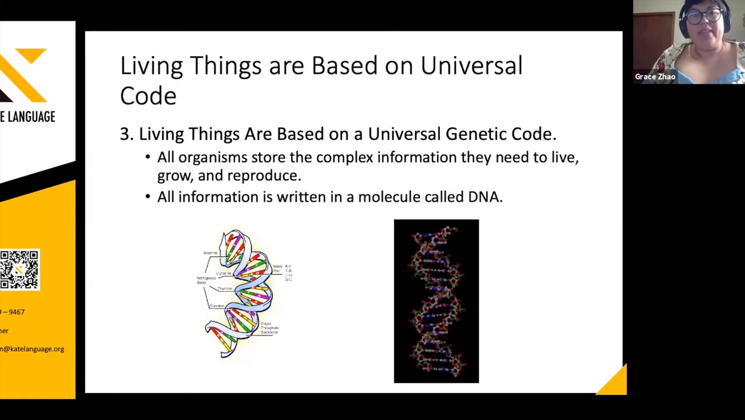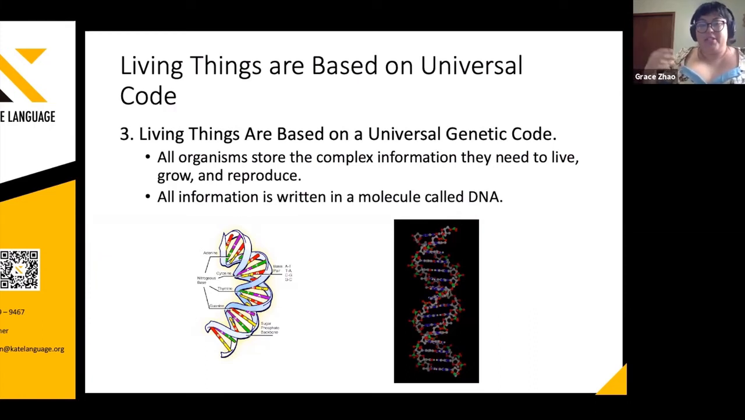Okay, number 3. All living things are based on universal code. Because reproduction is all about making sure that there's genetic material present, this means that basically we all need to have DNA. So the universal genetic code is just really known as DNA. Every organism that can meet this criteria has complicated information that tells it how to live, grow, and reproduce. So it just needs to follow that basic criteria.